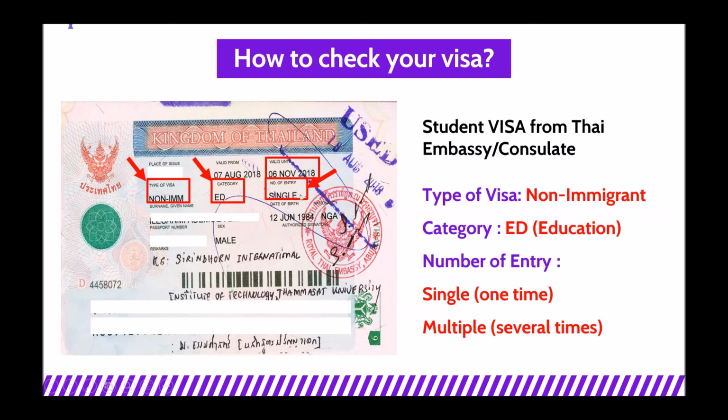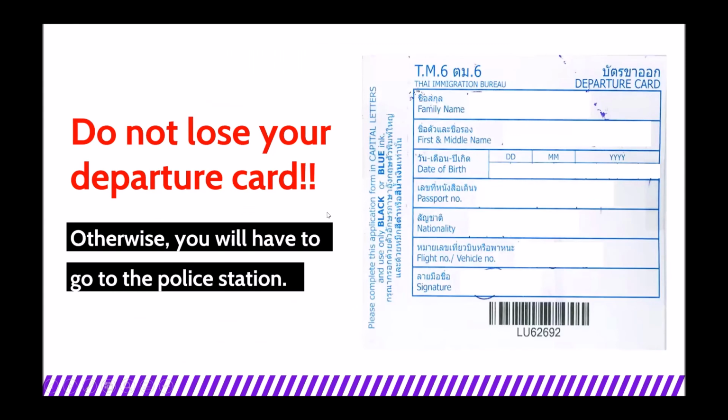All right, single. And I just want you to have a look above the number of entry. You can see valid until. Don't be confused. Valid until doesn't mean the expiration date of your visa. Valid until means you can enter Thailand not later than 6th of November 2018. It doesn't mean that 6th November is the last day of your stay in Thailand. It means the last day that you can enter Thailand.